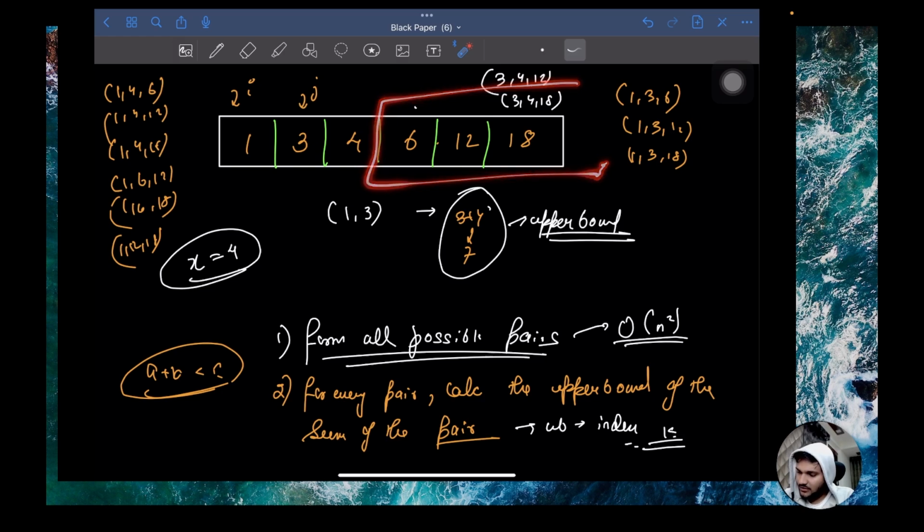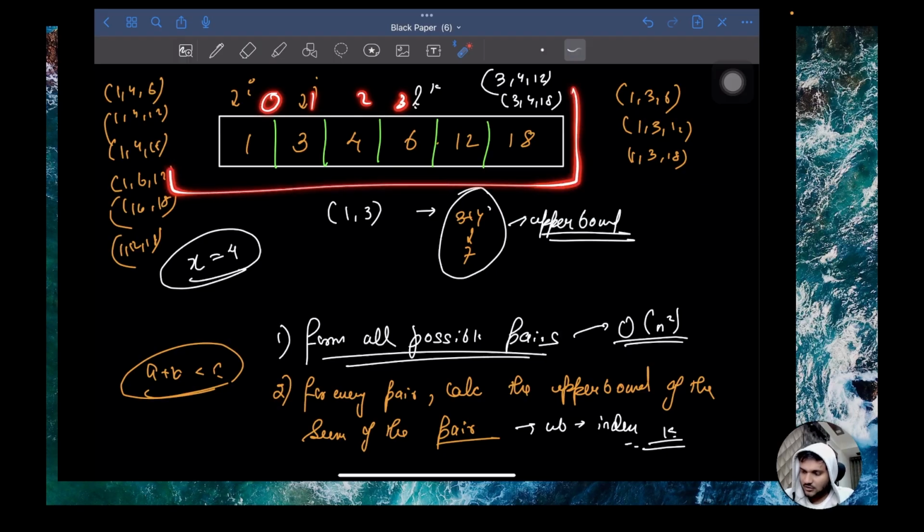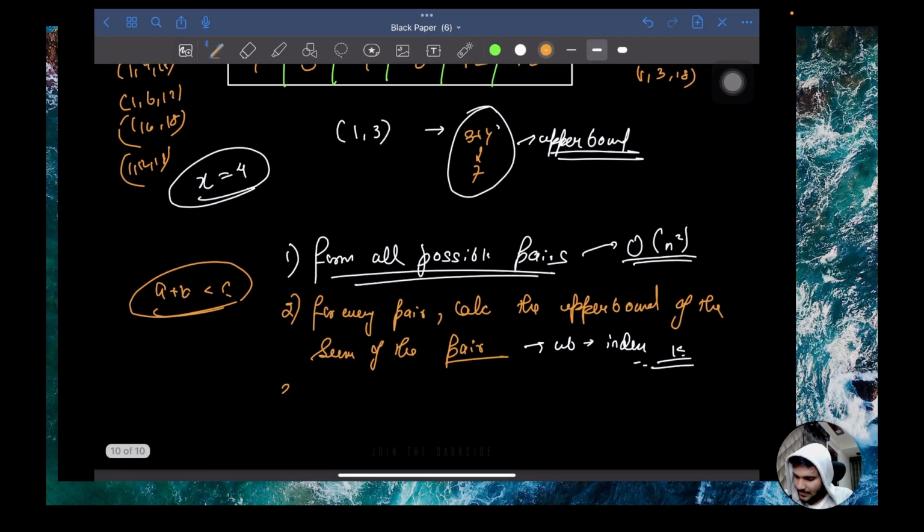So how do we calculate it? If this index is k, what is this k? 0, 1, 2, 3, right? And the length of the array is 6. 6 minus k is 3. So add n minus k to your answer, right? n minus k to your answer.